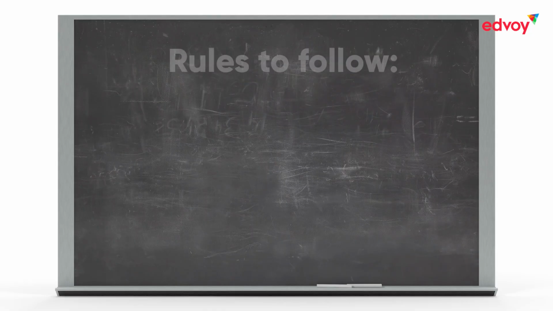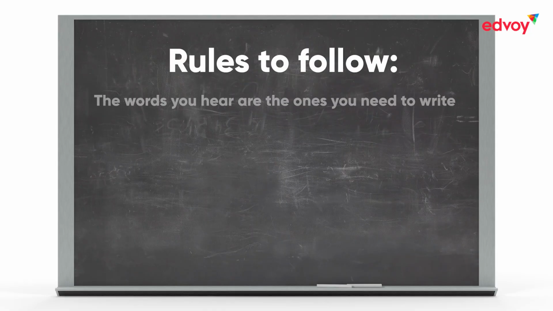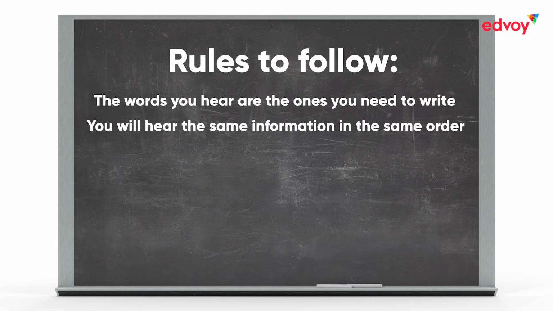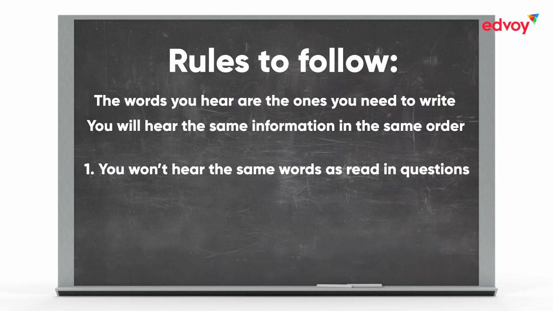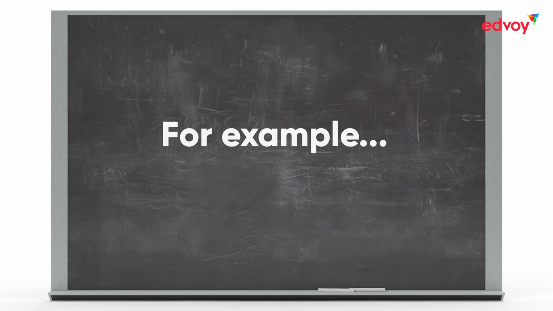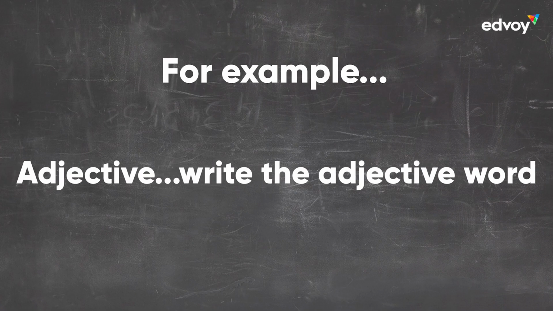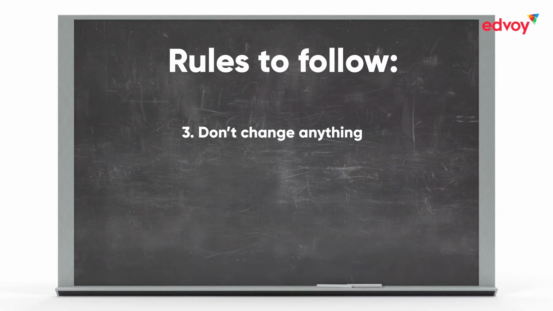As in previous videos, before we go on to looking at the flowchart completion questions, let's look at some basic rules for the listening section. So, when you listen, the words you hear are the ones you need to write, and you will hear the same information in the same order. You won't hear the same words that you read in the questions, and make sure you write the words exactly as they are said. So if it's plural, write the plural. If it's an adjective, don't change it into a noun. Don't change anything. And remember, words must be spelled correctly.